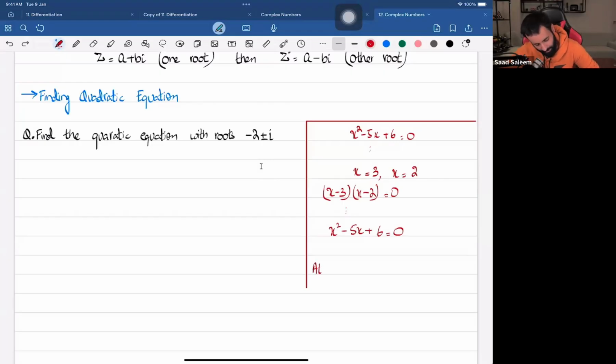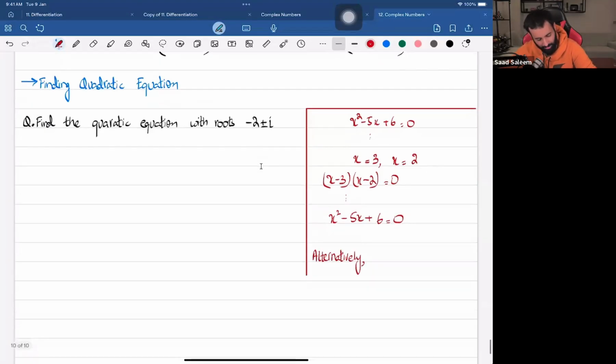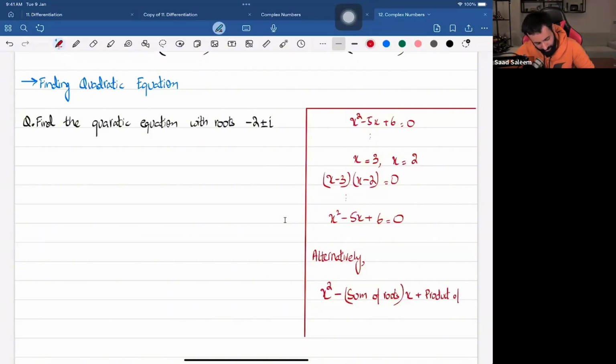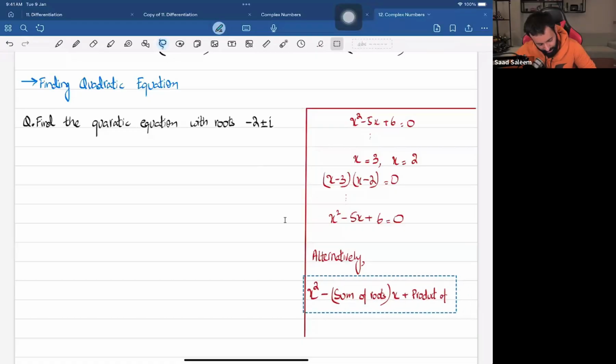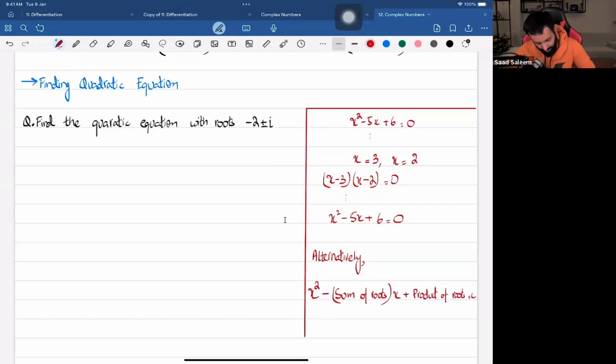Alternatively, here's what you can do. And this is the method that you will notice we will use often. Any quadratic equation can be written in this form: x squared minus the sum of roots into x plus the product of roots. Okay, what does roots mean? Roots means the solutions. x squared minus sum of roots into x plus the product of roots equals 0.